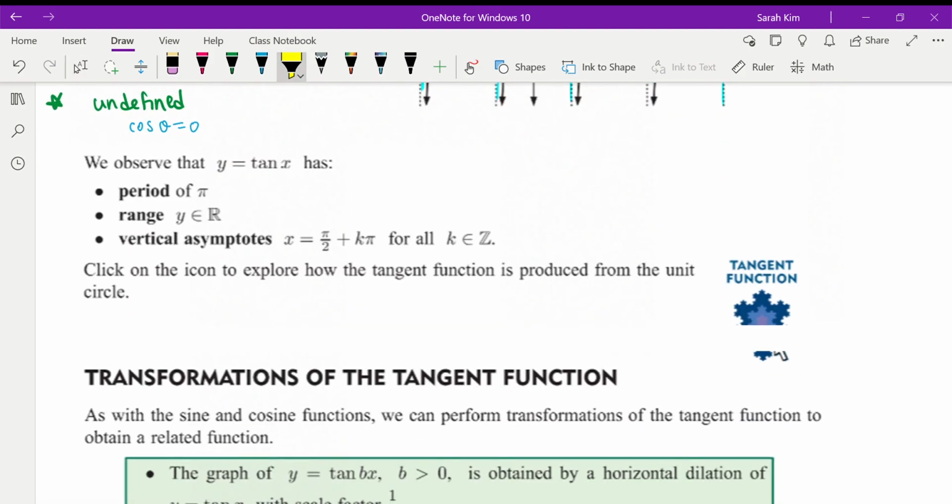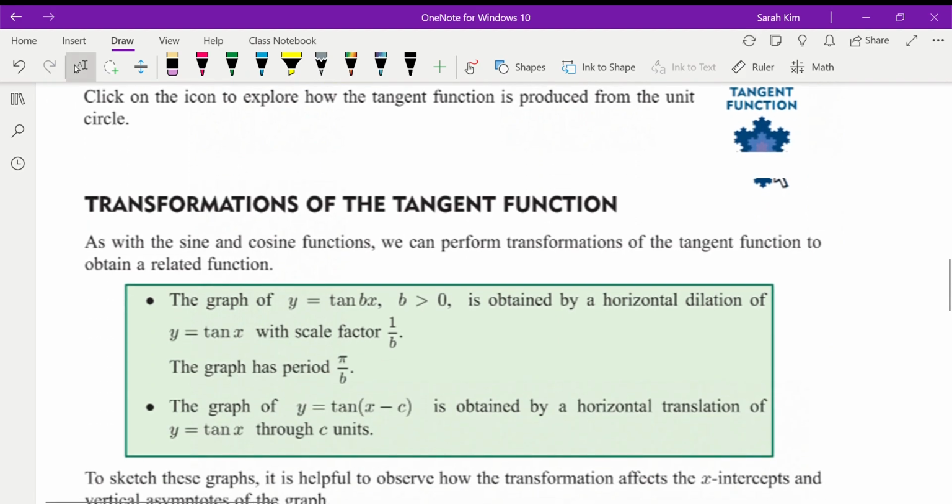So tan theta has, again, a period of pi, and the range, which is the y-axis, can be any number. However, there is a vertical asymptote, which is x equals pi over 2 plus k pi. So k can be any integer, so 1, 2, 3, negative 1, etc. It just means every pi from that pi over 2, you see a vertical asymptote. So hopefully we can summarize that and draw that in our books.